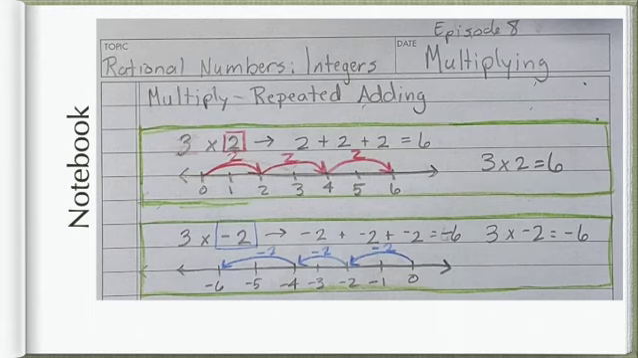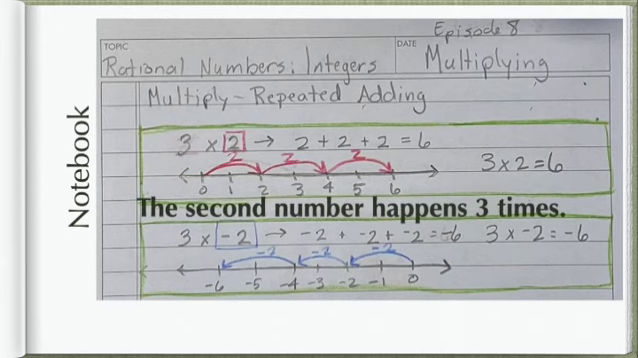Our positive example, 3 times 2, meaning 3 groups of 2. So you have 2 plus 2 plus 2, which is 6, and then I showed 2 plus 2 plus 2 on the number line. That's the first example, so I boxed it in green. And then 3 times negative 2 is negative 2 plus negative 2 plus negative 2, which is negative 6, and I showed that on the number line.